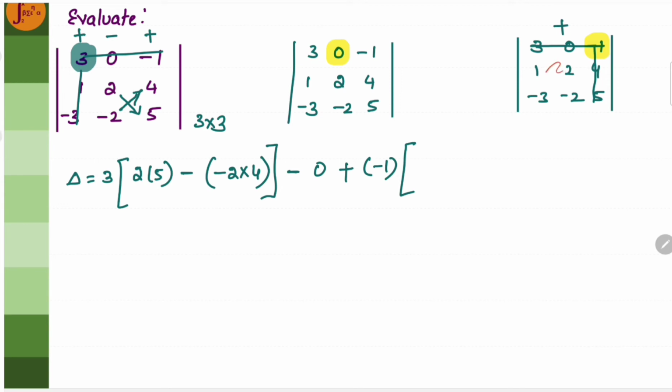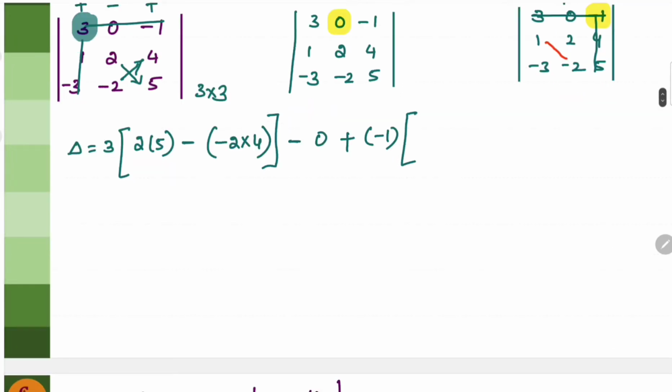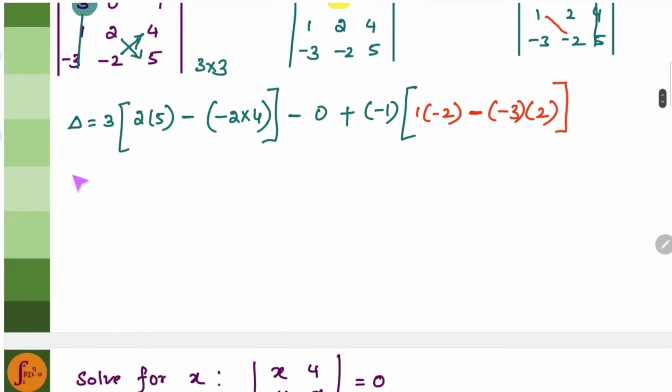So let's cross multiply. 1 into minus 2. Minus should be in between. Minus 3 into 2. That is minus 3 into 2. Minus should be there in between for the determinant. So we have this. Now we'll find the total.